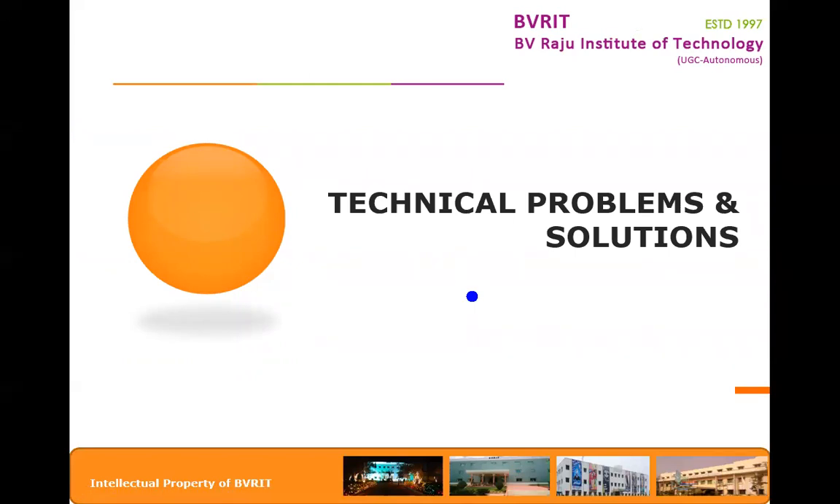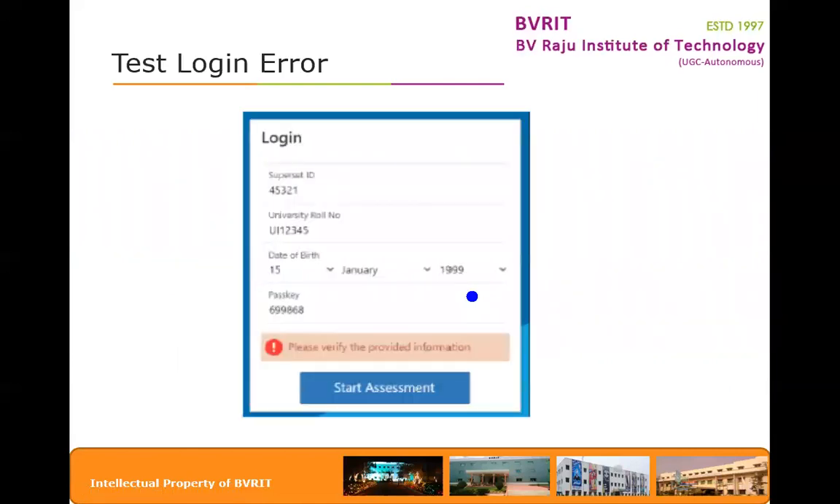Please listen carefully. In the very first phase, there can be a test page login error. During this login, you might get an error which says, please verify the provided information. That means the data you have entered here must all be correct as per the email you have received. But if you add one additional space at the end of the superset ID, or the hall ticket number, or your passkey, that will not be acceptable. You have to enter the details as they are, without any extra character or extra space.